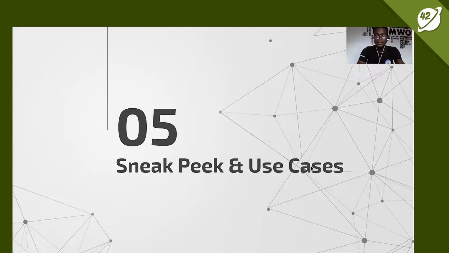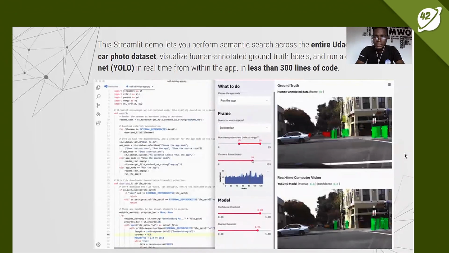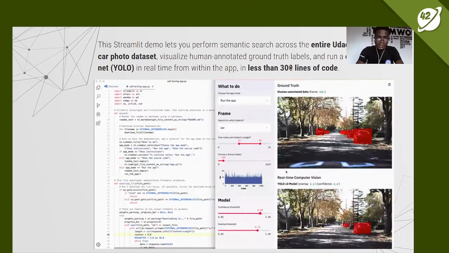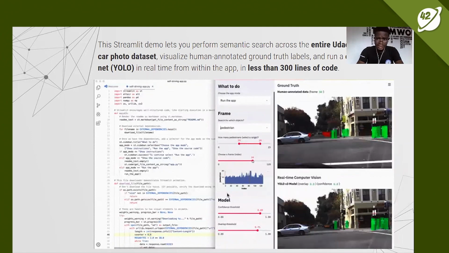So let's have a look at the different use cases of Streamlit. Here's a Streamlit demo that lets you perform a semantic search across the entire Udacity self-driving data set. And you can run a complete neural net in real time from within the app, in less than 300 lines of code. I think that's pretty amazing. Yes, but we get to see that later.